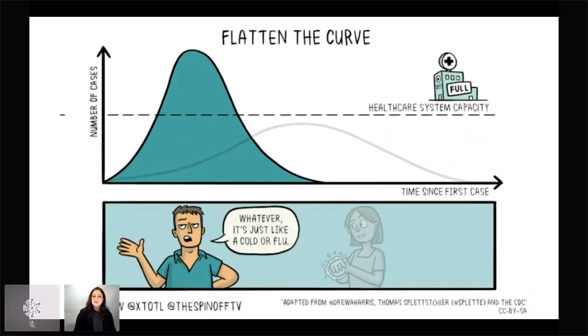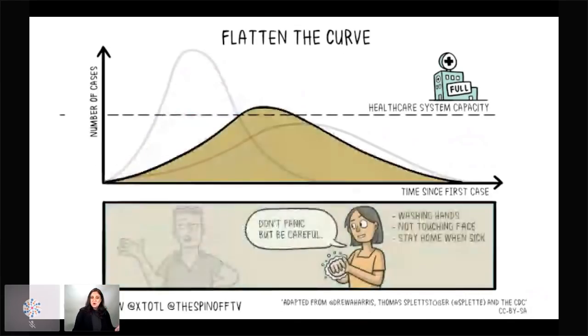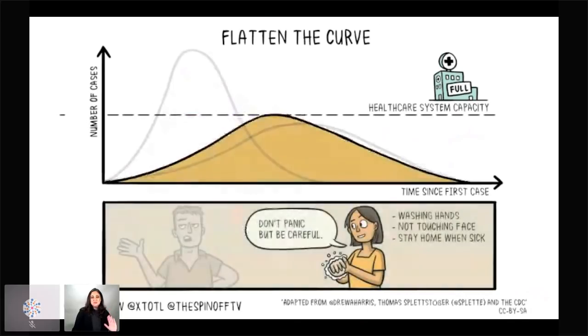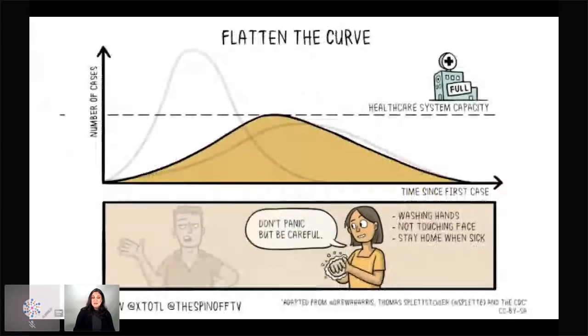However, by practicing things like social distancing and hand washing, you can slowly spread that out over time so that you can get the rate at which people are getting infected to fall below that line of the healthcare system capacity. And that's what flattening the curve is all about. You may not eventually decrease the total number of people who contract the virus, at least until we have a vaccine, but you will slow its spread. And you may slow its spread enough that the healthcare system can cope with it.